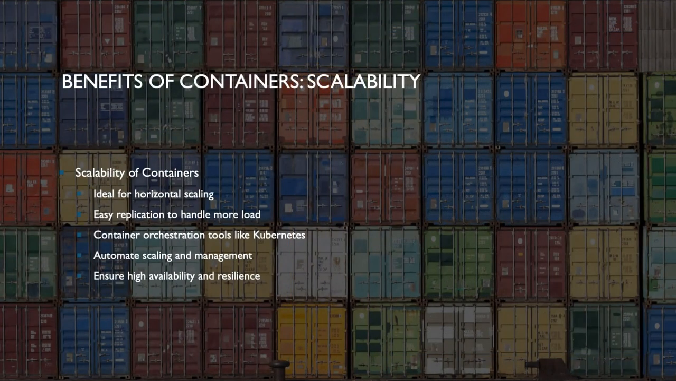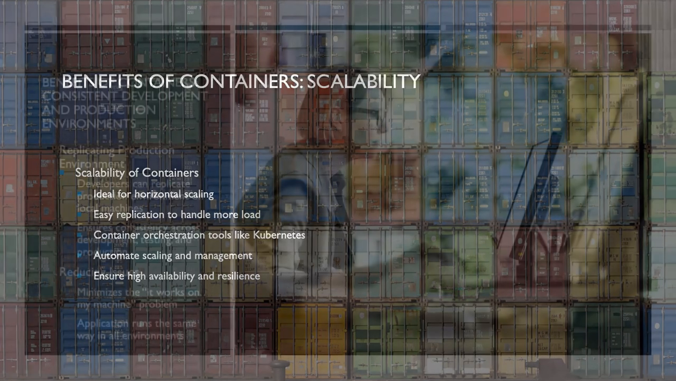Containers are perfect for horizontal scaling. They can be easily replicated to manage more load. Tools like Kubernetes automate scaling and management, ensuring high availability and resilience. Scalability: containers are ideal for scaling applications horizontally. You can easily replicate containers to handle more load, and container orchestration tools like Kubernetes automate the scaling and management of containerized applications, ensuring high availability and resilience.